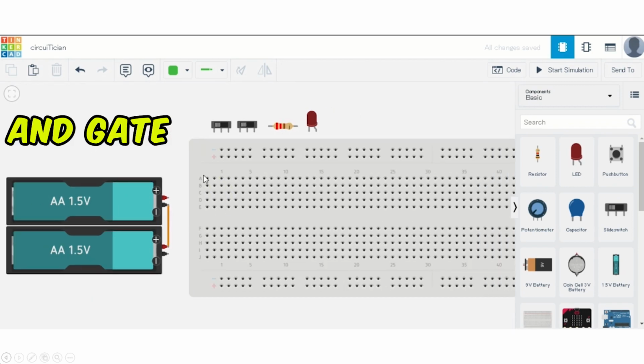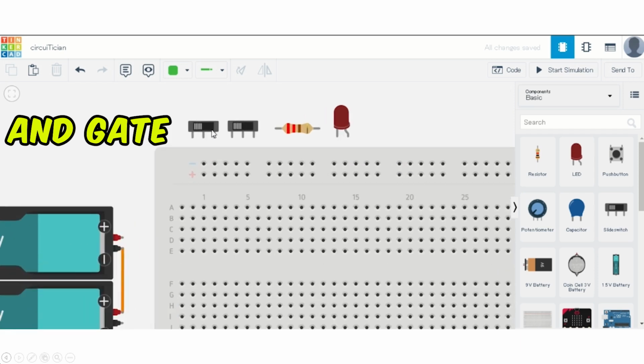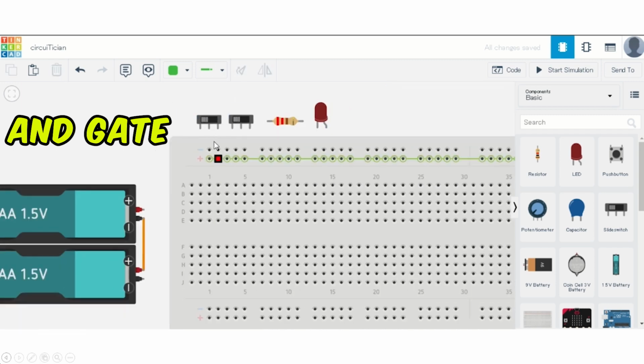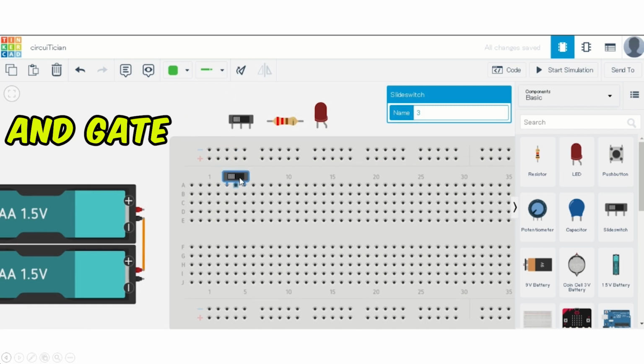So this is the breadboard and this is a double battery, 1.5 volt. So here we are using a total of 3 volt because the batteries are in series. Here we are using two slide switches and one 220 ohm resistor and an LED for the output. So now we will connect the switches to the breadboard like this. We will put two switches.